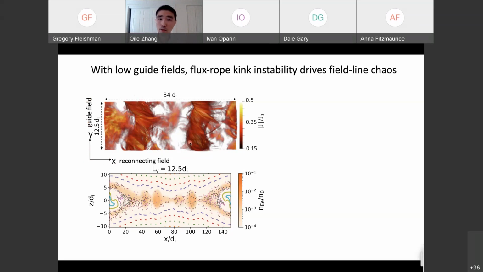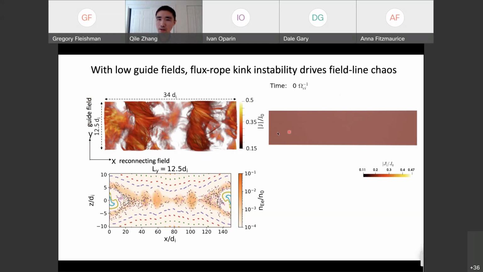And we see that these flux ropes are subject to this flux rope kink instability, which tears up the otherwise closed flux surfaces and makes the system turbulent. We can show a movie on the right to make this clear.